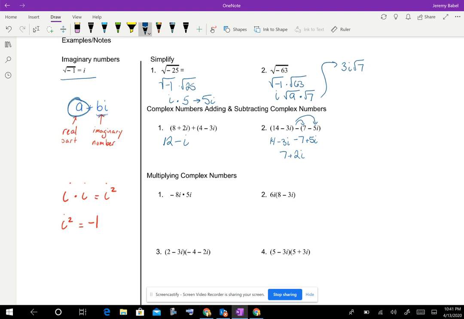Okay, multiplying. One of the main things we need to keep in mind is that i times i is i squared, and i squared is -1, because i is the square root of -1. So here, we would be multiplying straight across: the -8 times 5, so that would be -40. And then i times i is i squared, and i squared is -1. So we can write that as -40 times -1. And then a negative times a negative is positive. So that would just be 40.